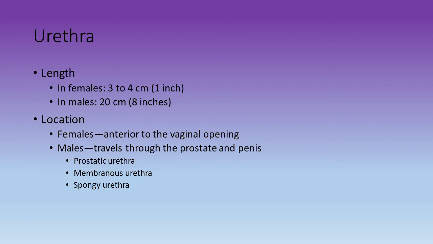Because the urethra is much shorter in females, that is the reason why urinary tract infections, especially bladder infections, are much more common in females than they are in males. There's less distance, say for a bacteria, if it's going to travel up the urethra. It doesn't have as far to go in a female than it does in a male. Where is the urethra located in females? It's anterior or in front of the vaginal opening. In males, it's going to travel once again through the penis.